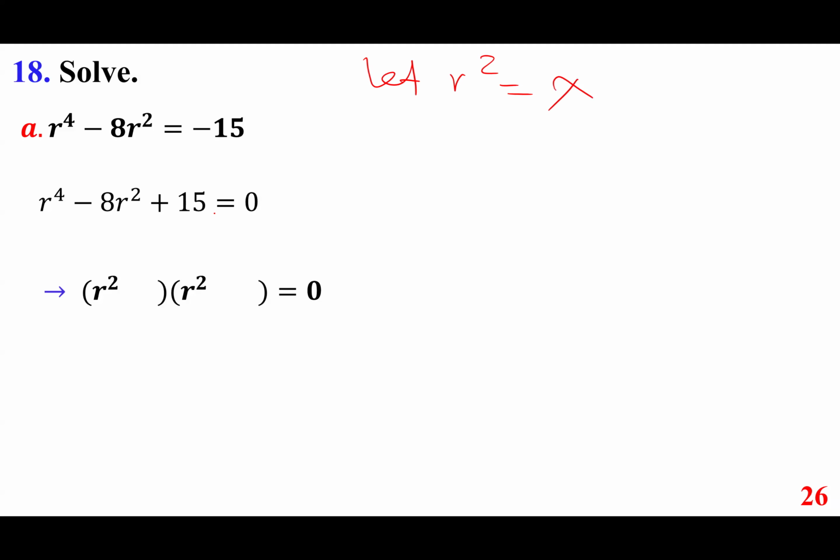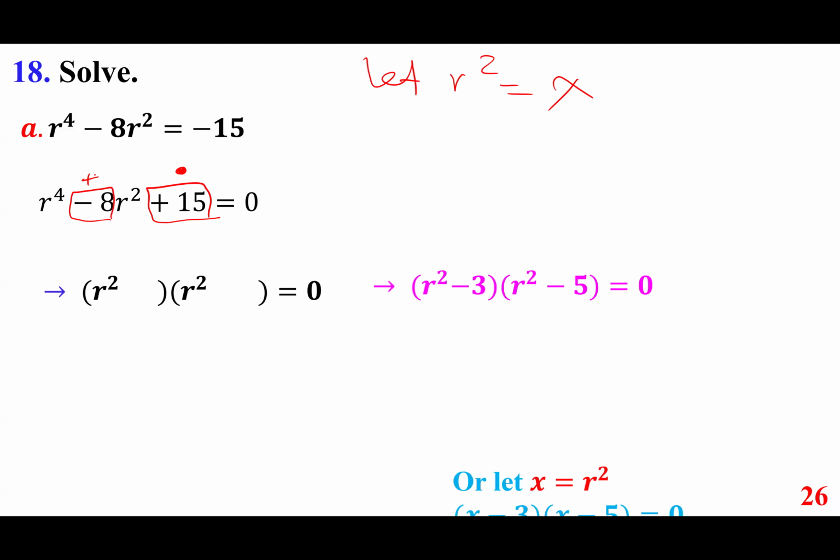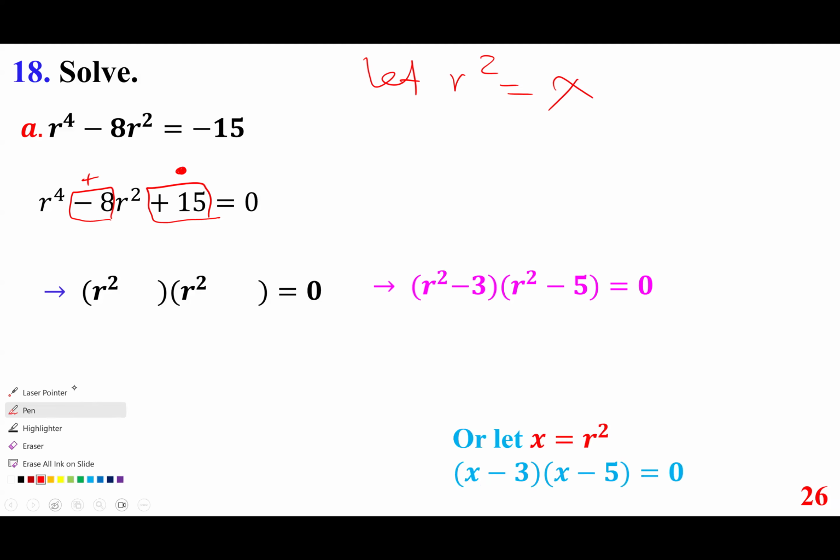In any event, we want two numbers. The product is positive 15. The sum is -8: -3 and -5. So r squared is either 3 or 5. As I mentioned, we can go this route, everybody. And if we go with x, we get x minus 3 times x minus 5. And of course, then we have to change it to r squared.